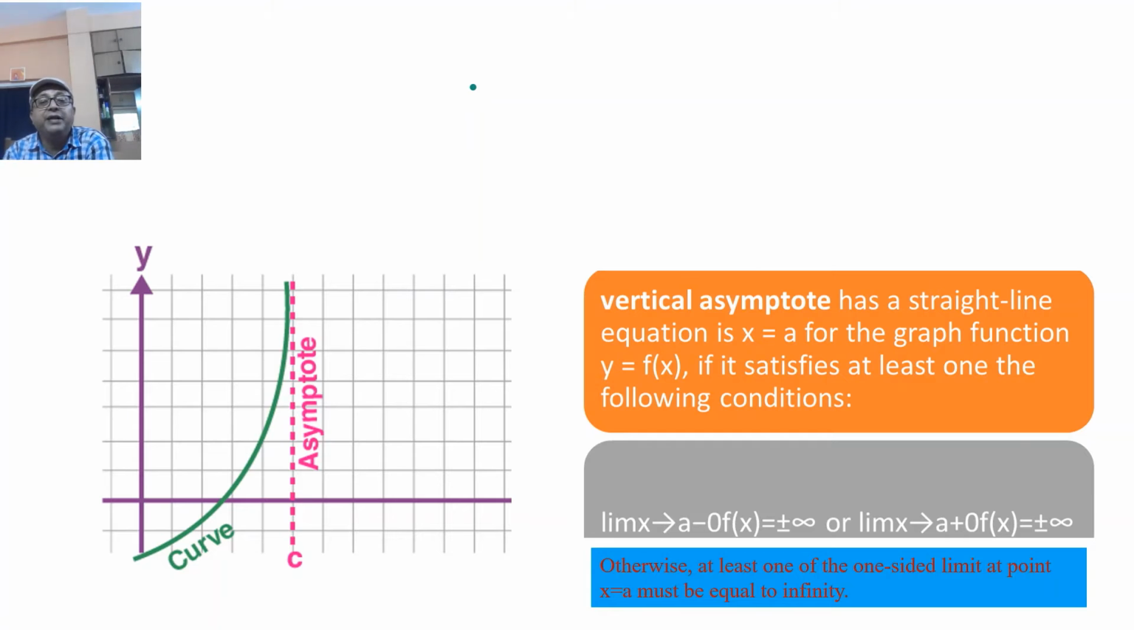You'll remember, while finding a vertical asymptote, the limit as x tends to a, that may be the left hand limit or the right hand limit, if the limiting value is equal to plus infinity or minus infinity, then also there will be a vertical asymptote. And the vertical asymptote equation is going to be x equal to c, because for x tending to c, y is tending to infinity.